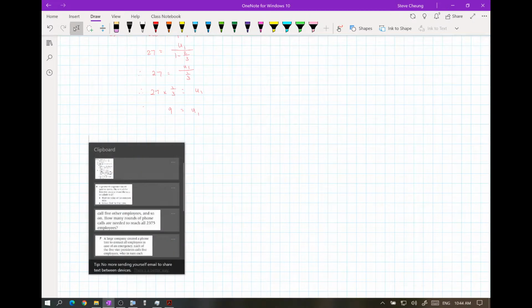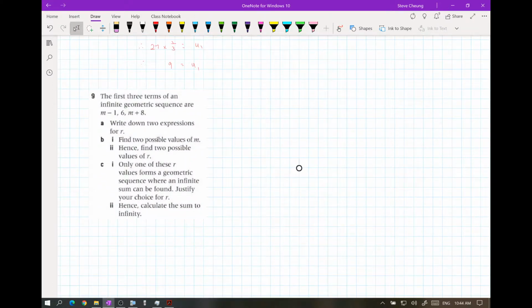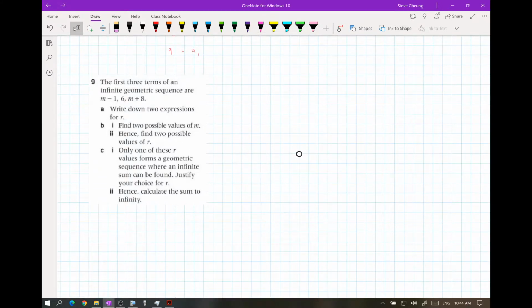And on to our final question. We have the first 3 terms of an infinite geometric sequence. Write down 2 expressions for r. So these are sort of typical style of questions that are on the harder side. So what you want to do first is to write the second term over the first term equals the third term over the second term. Always, this is going to be the recipe. In other words, you take the middle divided by the first equals the last divided by the middle.